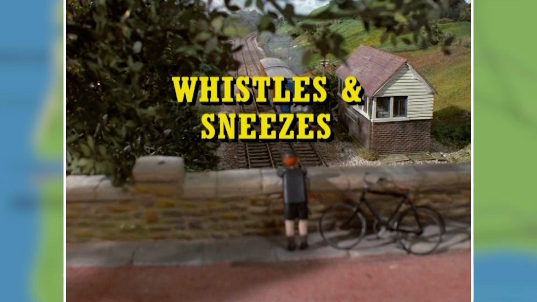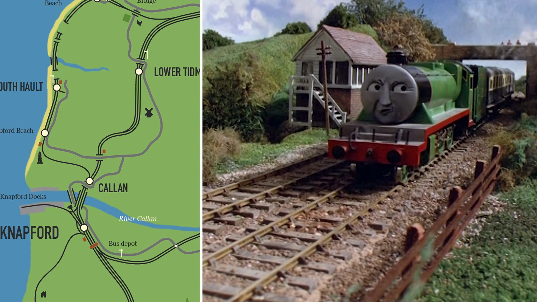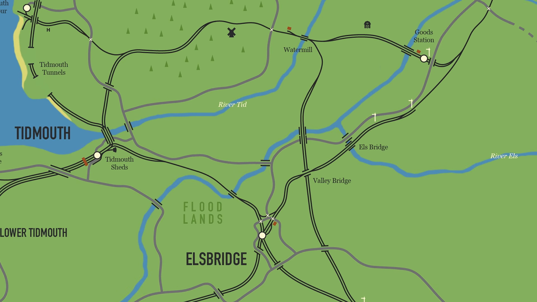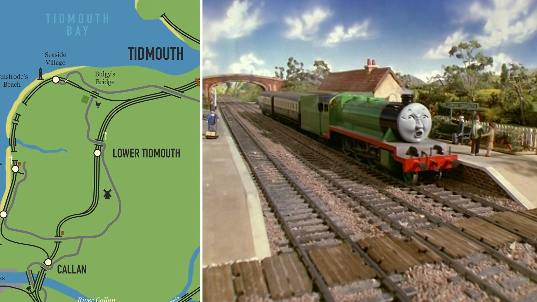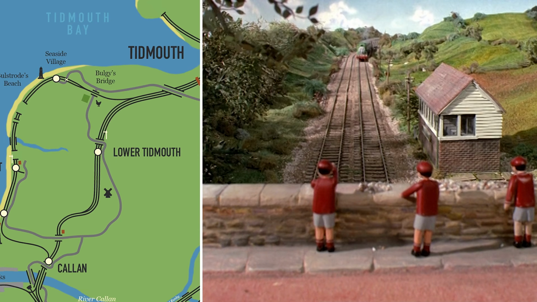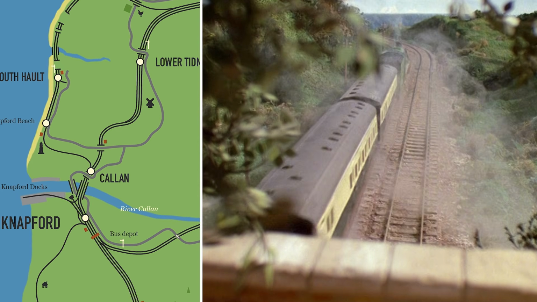Whistles and sneezes. Henry hauls a stopping train under the intro bridge and some boys throw stones at him. He completes his journey at Tidmouth and switches directions for the return journey. By the time he reaches Lower Tidmouth, he's built up plenty of ash. He goes under the intro bridge again from the other direction and blows his ash at the naughty boys.